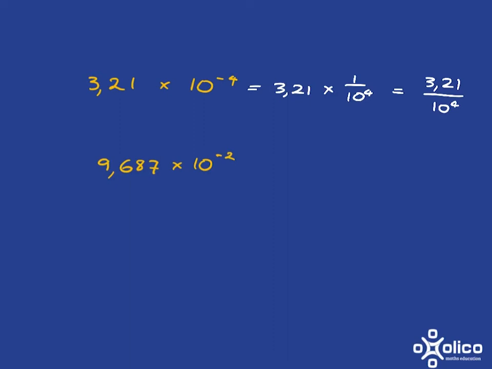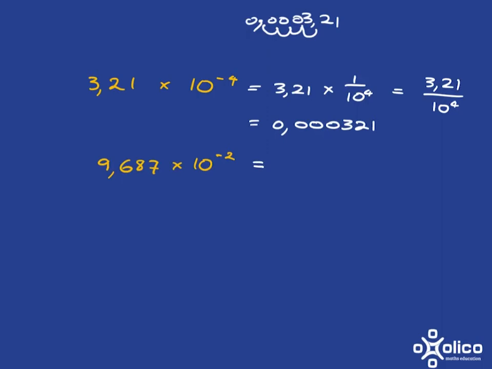So let's take 3,21 and divide it by 10 to the 4 to see what we get as our answer. Dividing by 10 will move the comma there, and then another 10, and then another 10, and then another 10. So we'll end up with a comma over there. We just need to put in some zeros, and we'll see that what we get here is 0,000321.